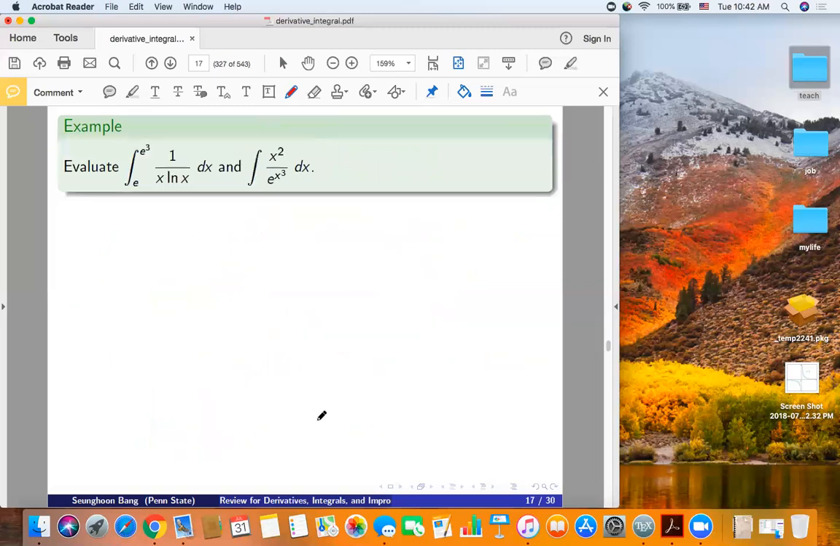The next thing. Integral e cube e. So similar. You can use the substitution rule for solving this problem. What is u?